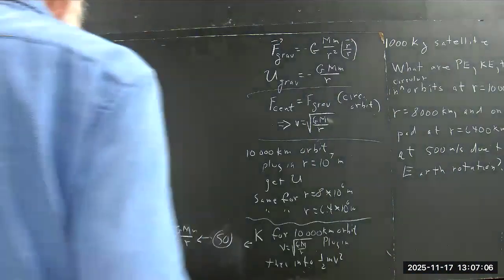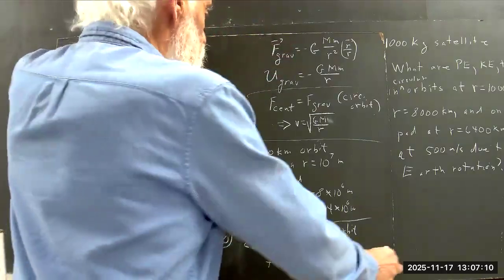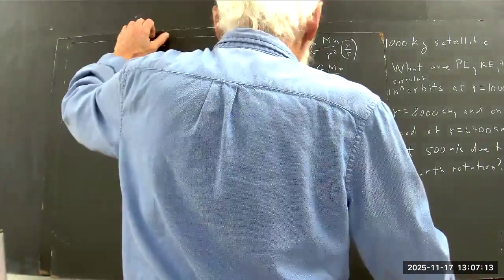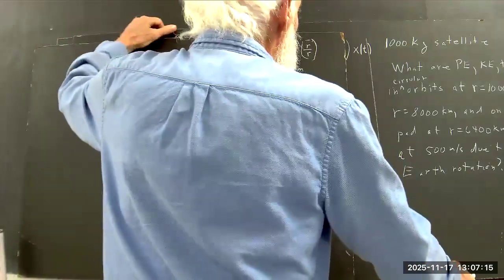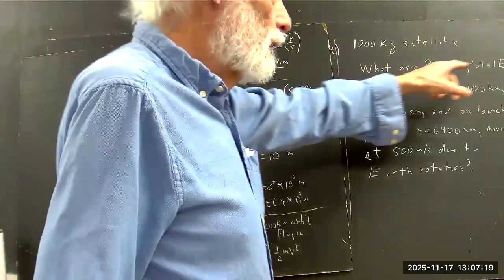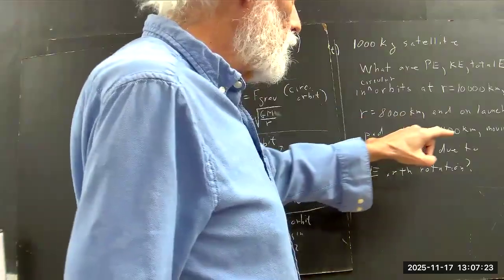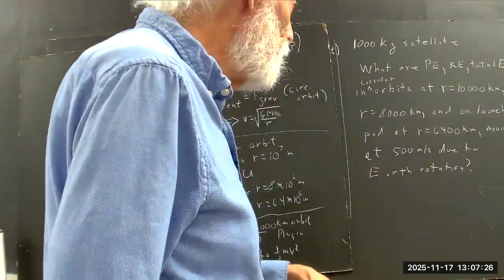Okay, I forgot to hit record, but our problem was, we've got a 1,000 kilogram satellite, and we want to find its potential energy, kinetic energy, and total energies in circular orbits at 10,000 kilometers, 8,000 kilometers, and 6,400 kilometers.